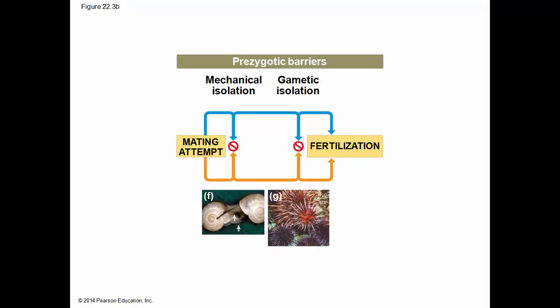Okay, pre-zygotic barriers continued include mechanical isolation and gametic isolation. The two snails cannot mate because of the differences in their shells, and the sea urchins, their gametes will not fertilize one another, so the fertilization does not occur.